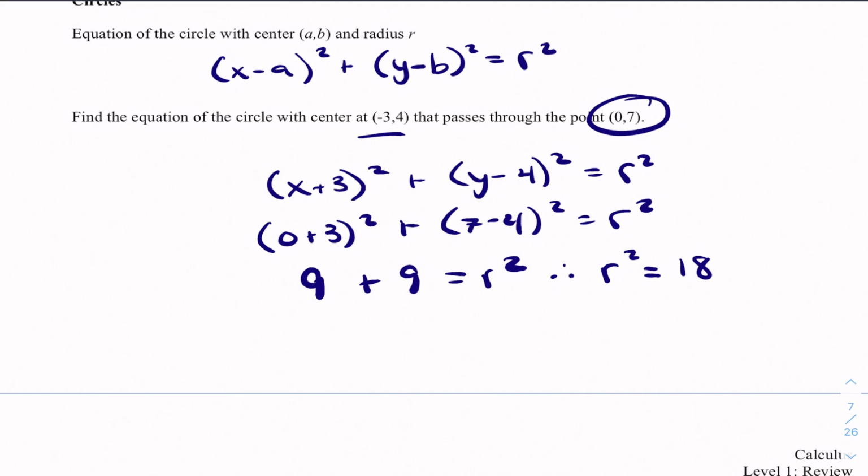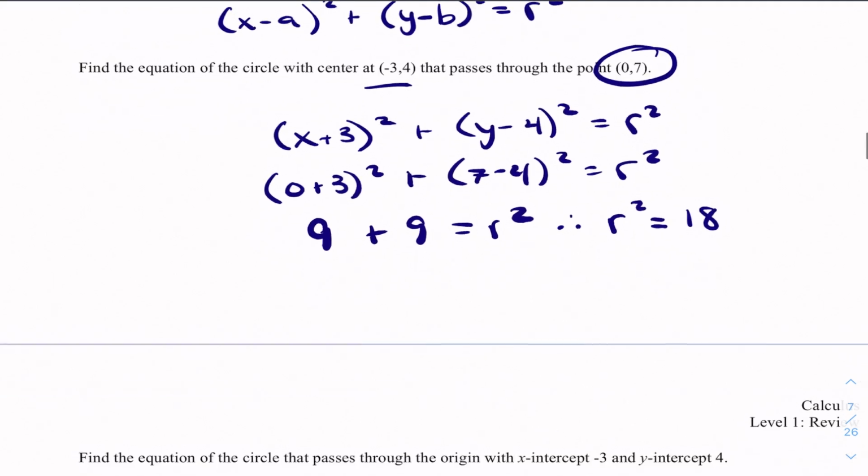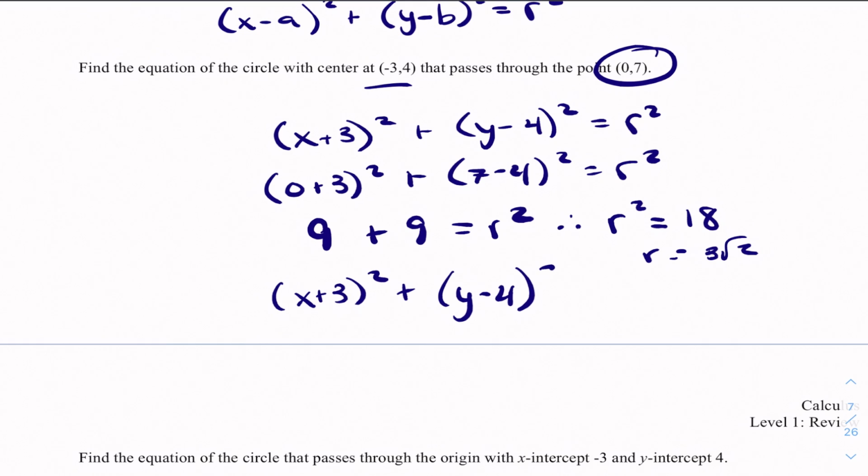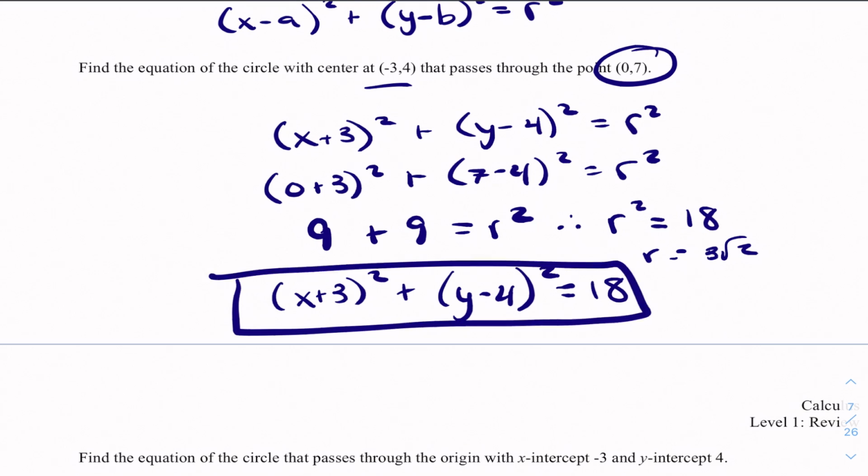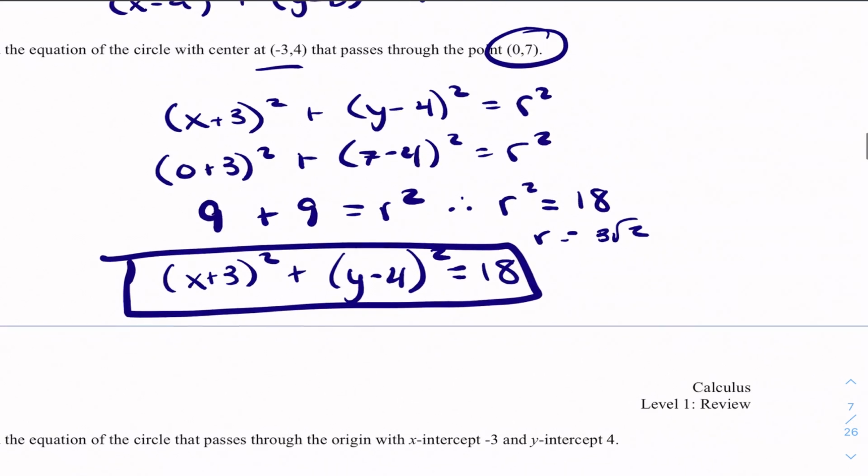Be careful, it's not asking you for what the radius is, although some questions might. It's just asking for the equation. So keep it at r squared. You don't need to write it as 3 root 2. It's not the point of this question. So then our final answer here is x plus 3 squared plus y minus 4 squared is equal to 18. We'll box that in. Simple, easy, straightforward.